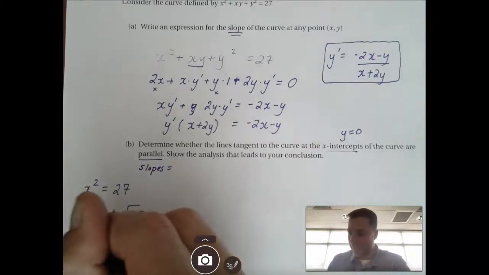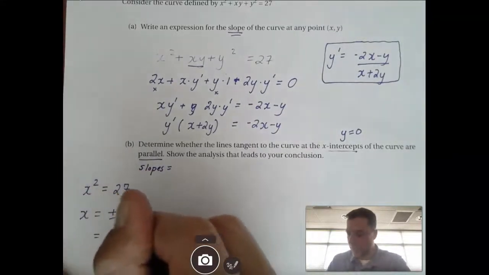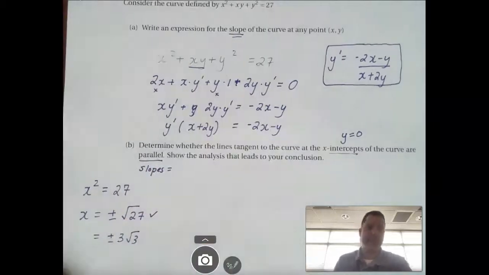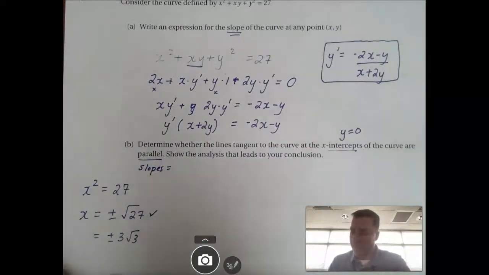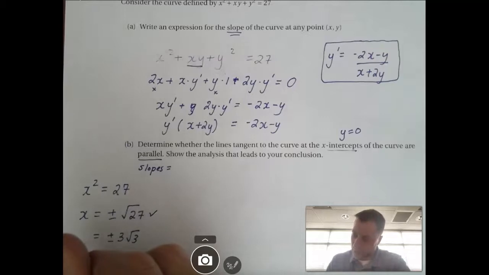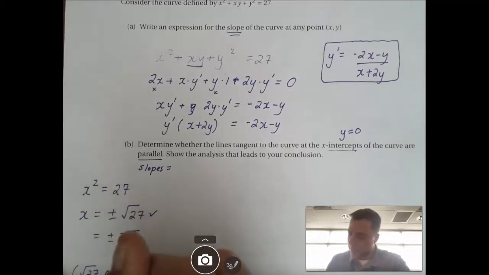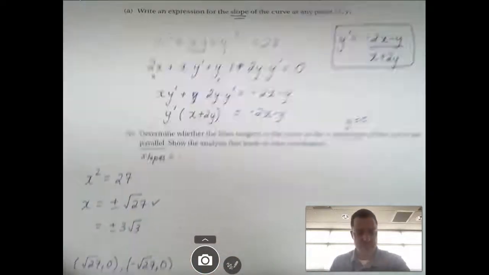Now that simplifies into plus or minus 3 root 3, but I'm going to keep it simple. So my x-intercepts are root 27 comma 0 and negative root 27 comma 0. Those are my x-intercepts.